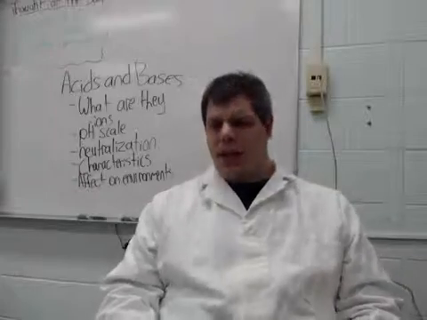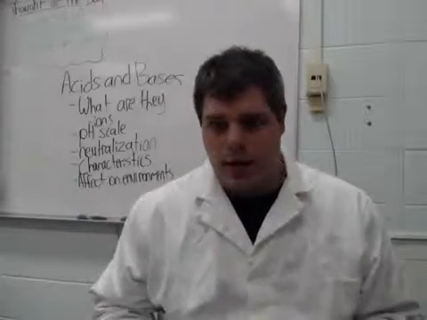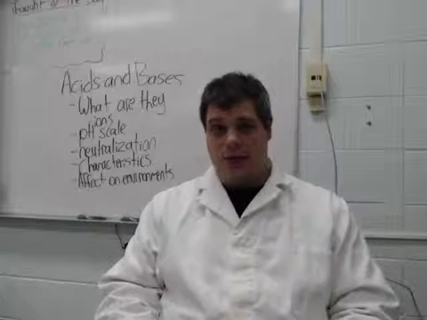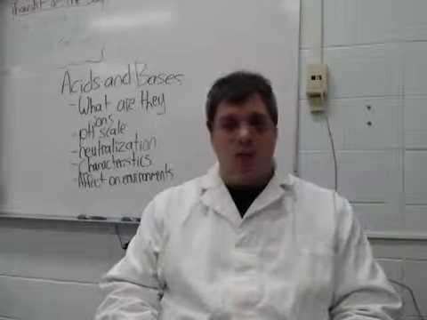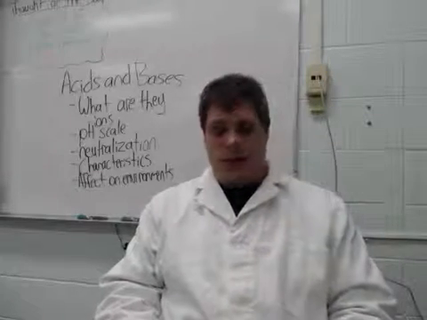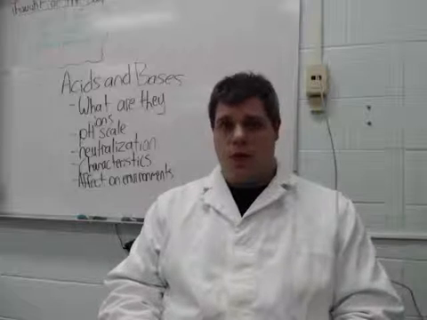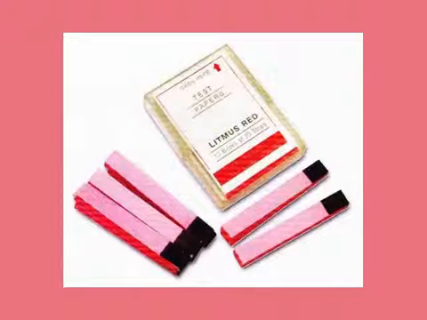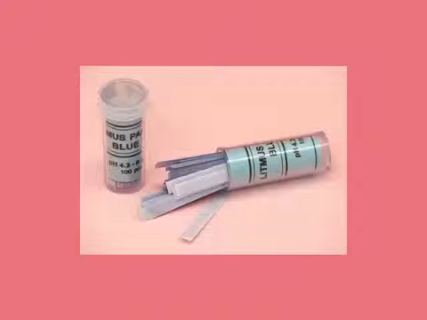So how do we tell if an acid or a base is present? We have created a couple of different tests that test for the pH level. They test for how acidic or how basic something is. The most classic one is litmus paper. There are two different types of litmus paper: red litmus paper and blue litmus paper. Red litmus paper is characteristic of acids. Blue litmus paper is characteristic of bases.